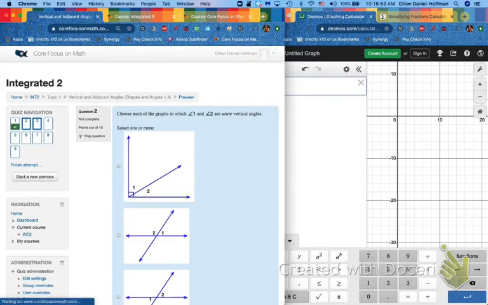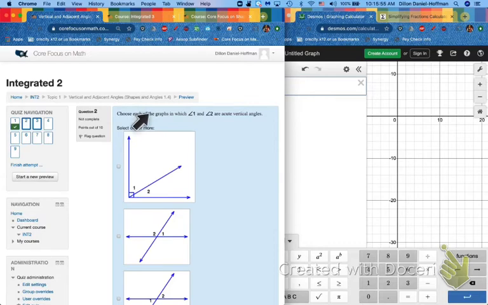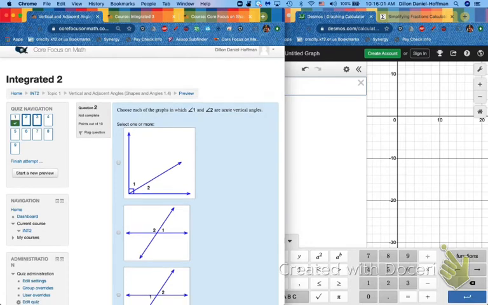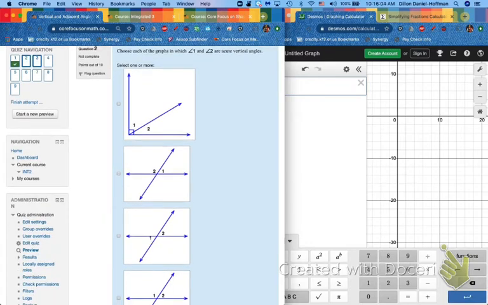Okay, let's see what it says here. Choose each of the graphs in which angle 1 and angle 2 are acute vertical angles. Okay, so right off the bat, we want to find our x. But notice even though these x's are similar shapes, the difference is in where the 1 and 2 are. So angle 1 and angle 2 here are right next to each other, whereas angle 1 and 2 here are across from each other.